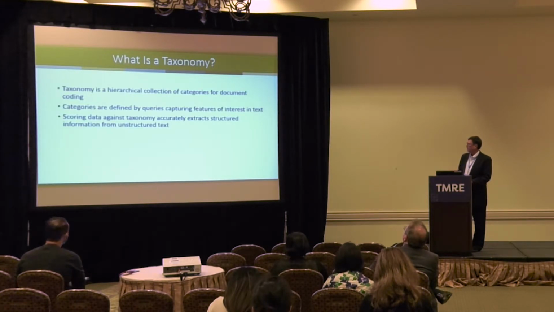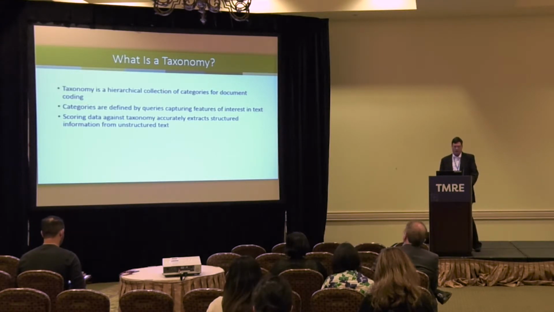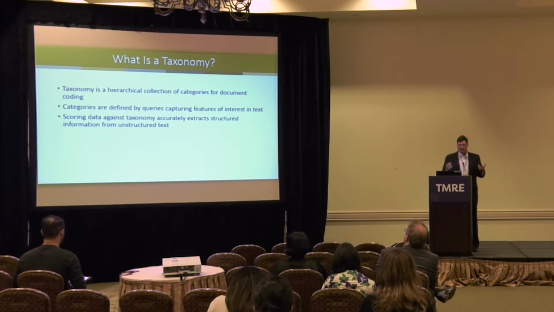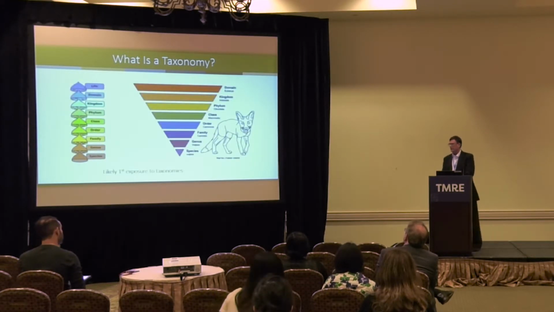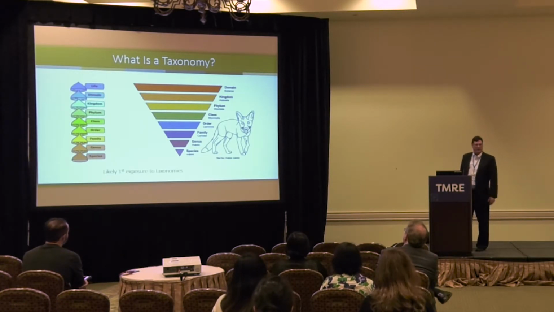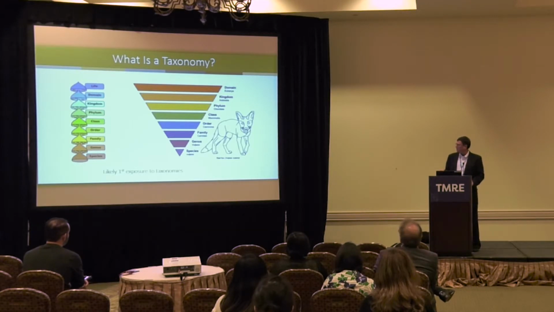And so I mentioned the word taxonomy, and a taxonomy is a hierarchical collection of categories for document coding. And the categories are defined by queries, capturing the features of interest in the text, and then we can score all of our data set with these taxonomy categories for later analysis. The first exposure you've probably had to a taxonomy was in biology in grade school or junior high, where you looked at classifying animals or life actually into different categories. So that's kind of what we're doing with the text mining also.